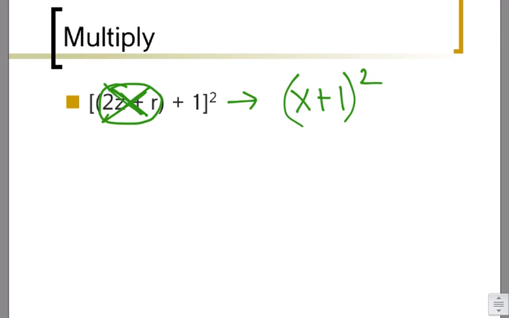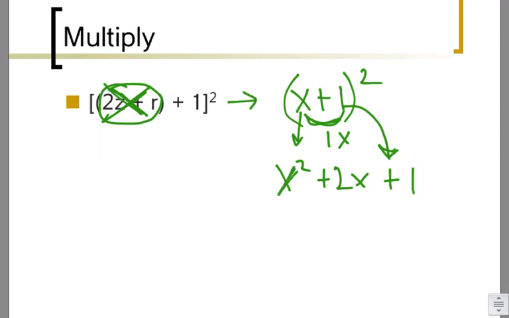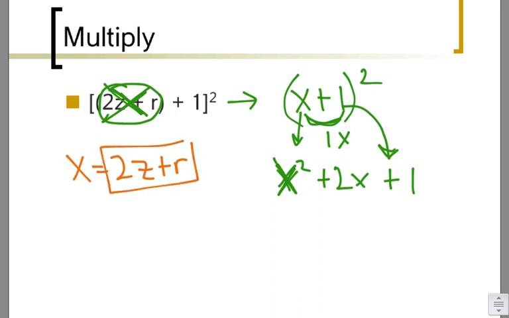This is my one that there was a little trick to. When you have a binomial squared, you can just square the first number to get x squared, multiply the first and the last to get x, or 1x, and then you double it to get 2x, and then you take your last number and square it to get plus 1, because 1 squared is just 1. So that would be the work. Now, x is not really x for us here. X is 2z plus r. So to get the answer, what I have to do is just replace my x with 2z plus r.